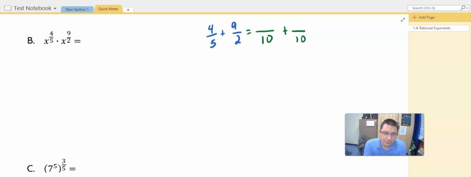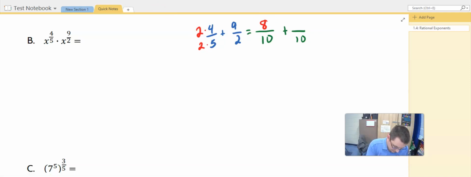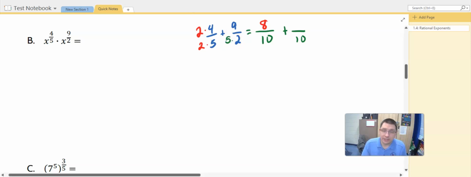All right, so coming back to this 4/5 plus 9/2. Well, remember that when we multiply this 5 to get 10, we multiplied it by 2. But whatever we do to the denominator of a fraction, we also have to do to the numerator. And so the 4 is going to get multiplied by 2 and give us 8. And then we look at the second fraction, 9/2. Well, we multiply the 2 by 5 to get us 10. So we're going to multiply the 9 by 5 to give us 45. And then we're able to add those two fractions together.